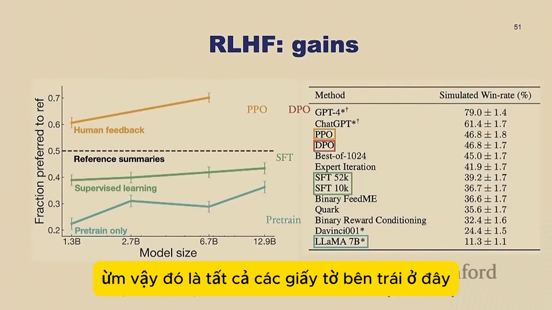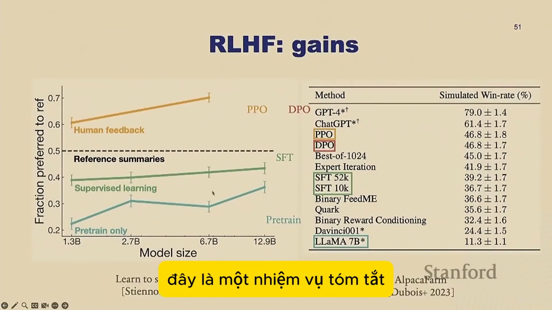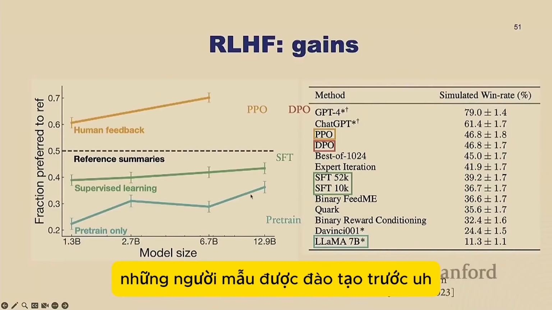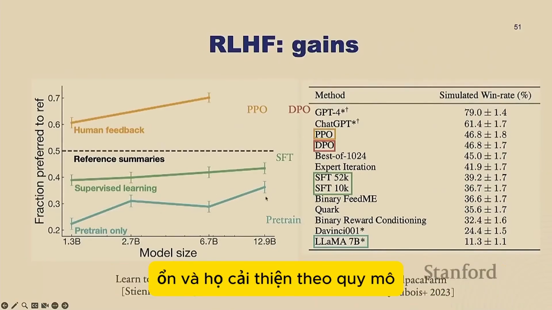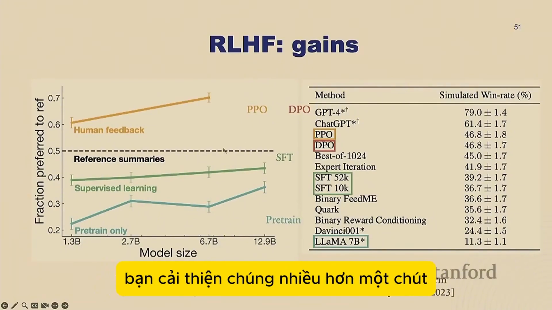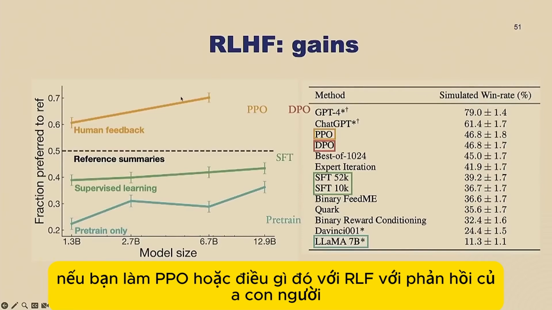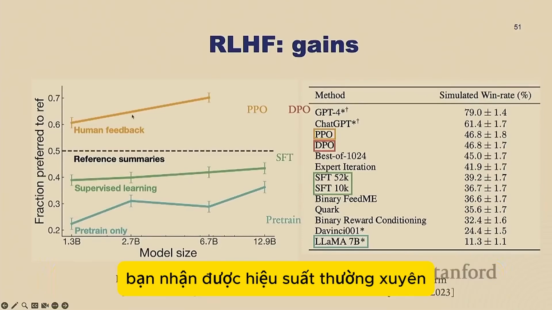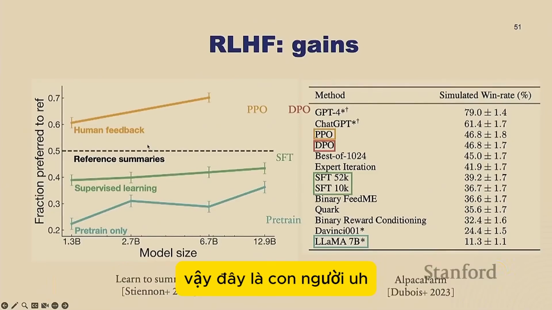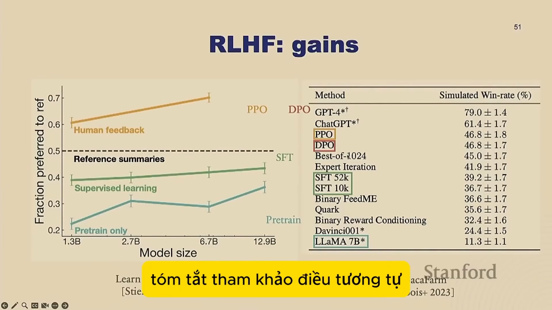Gains. Those are all the papers on the left. Here, this is on a summarization task. All I want to show you is that the pre-trained models were okay, and they improve with scale. If you do supervised fine-tuning, you improve them a little bit more. If you do PPO or something with RLHF, with human feedback, you get performance that is oftentimes, depending on the benchmark, even better than humans. So this is the human reference summaries.